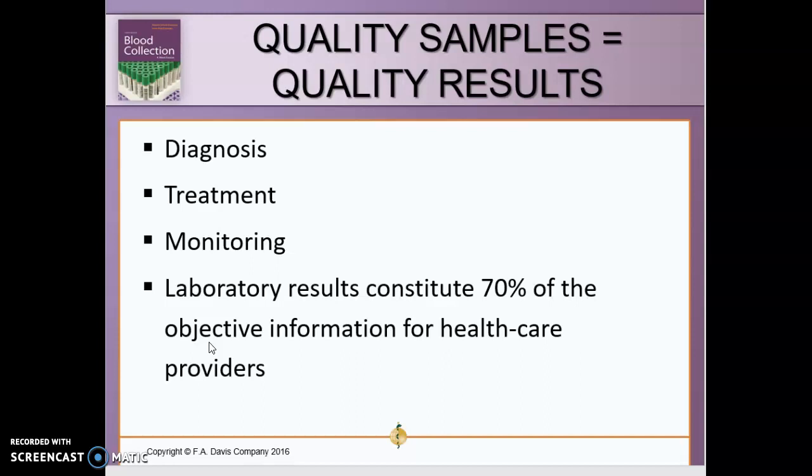So here, when we talk about the blood work, lab results constitute 70% of this objective information for healthcare providers. So that's big. Making sure that we collect these labs appropriately and that we don't do anything to skew these results is very, very, very important.